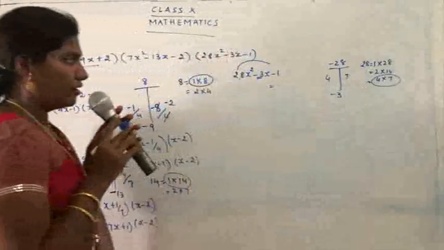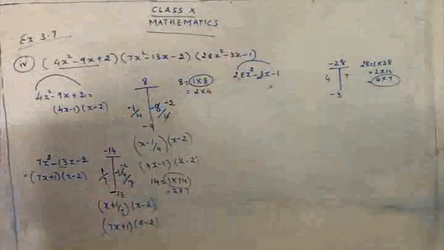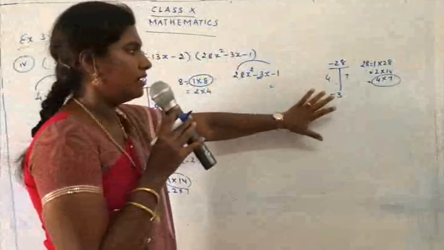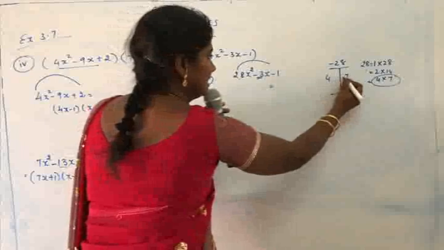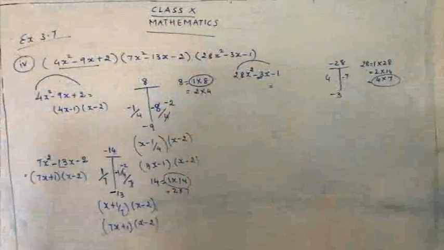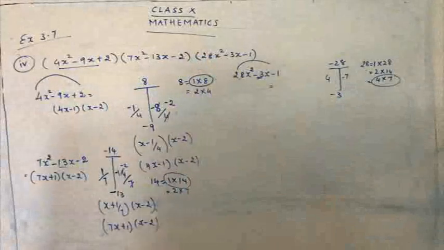Now the one important thing is to insert the sign. The sum part is minus 3. That means the sign of the bigger number should be minus. So just insert a minus sign for the bigger number. That is for 7. So you get 4 and minus 7.